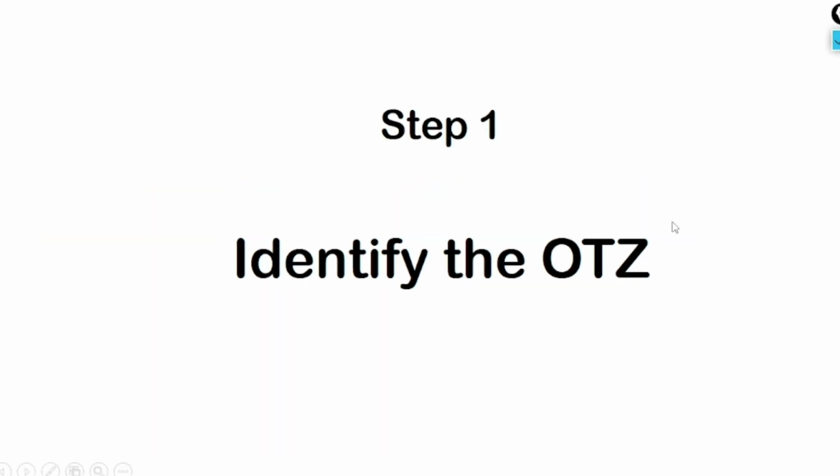Right? So with that being said, let's talk about how to get high probability trades in support and resistance. Step 1 is identify your OTZ. So what is an OTZ? The OTZ is the optimum trading zones. These are the support and resistance zones with the highest chances of winning.